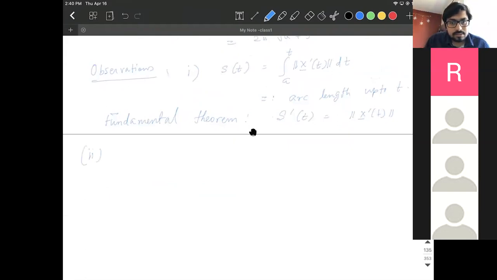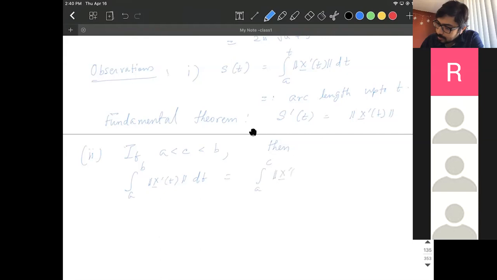And the second one is the following. So if c is between a and b, then once again, from one property of Riemann integration that we did in the last class, this integral is the same as the integral from a to c of this norm plus the integral from c to b. So it's the sum of the arc lengths, the sum of the arc lengths from a to c and c to b.